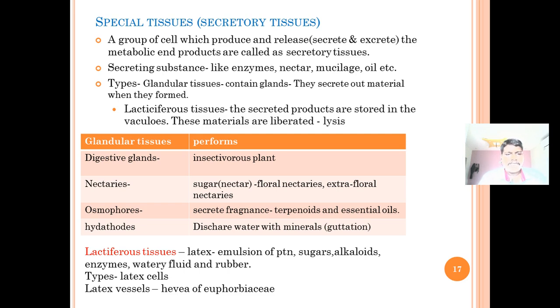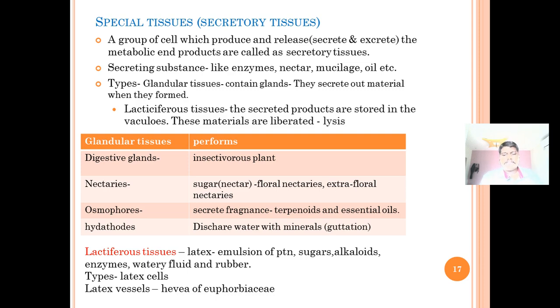Next one is the lactiferous tissue, in which latex will be formed. What is latex? It is an emulsion of proteins, sugars, alkaloids, enzymes, watery fluid and rubber, everything is present. Latex is somewhat white in color, sometimes yellowish, and even colorless latex is produced by some plants. Mostly in the Euphorbiaceae family, latex will be produced.